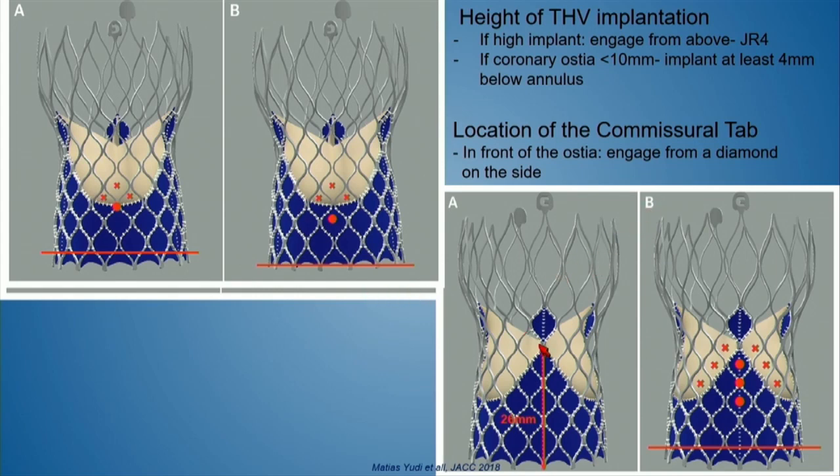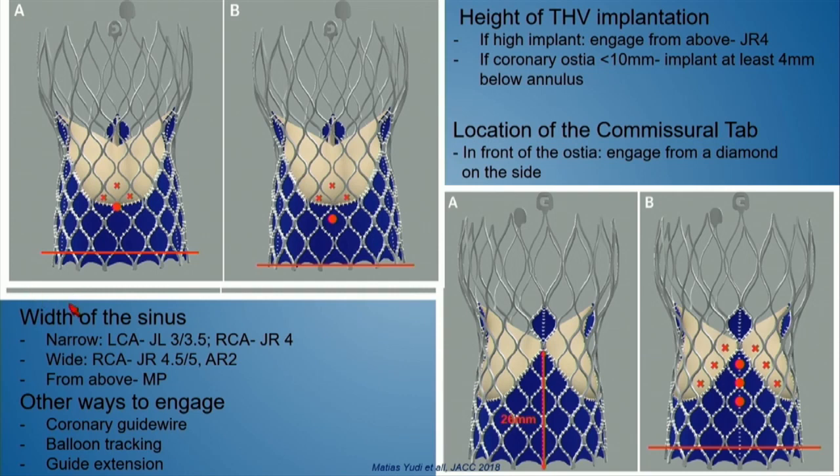If it's away from the ostia, it's okay, but if it ends up being in front of your coronary ostia, then you have to come in through these diamonds on the side. The width of your sinuses is important. For narrow sinuses, where there's not enough space between the valve and your aortic root, you use smaller catheters, JL 3.5, and for your RCA, JR4. And if it's wide, you need a catheter that has a longer peak, such as JR 4.5 or 5 or AR2 for your right. And if you're coming from above, something straight like a multi-purpose might work.